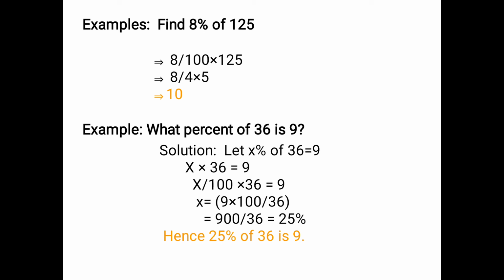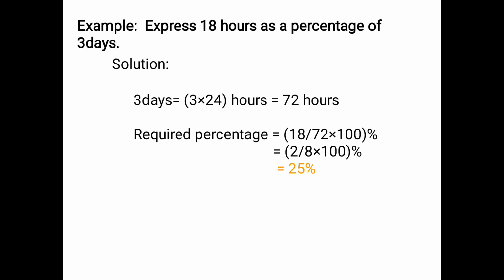Okay, so 9 into 100 is 900 by 36. So the answer will be 25 percentage. Hence 25 percentage of 36 is 9. That's it. And one more example I'm having. The next slide is the example.